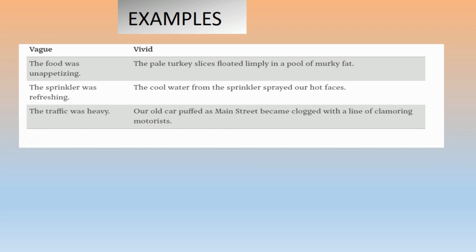Whenever you do descriptive writing, make sure your language is not vague. Vague means unclear. Vivid, it should be more descriptive, it should be more clear. Take a look at these examples. The food was unappetizing. If you write it in a vivid manner, the pale turkey slices floated limply in a pool of murky fat. You can always use your own examples. It's not mandated that you stick to whatever is given here.